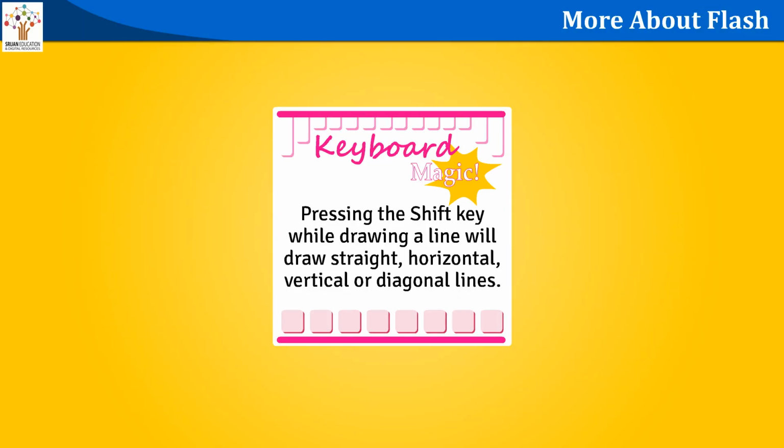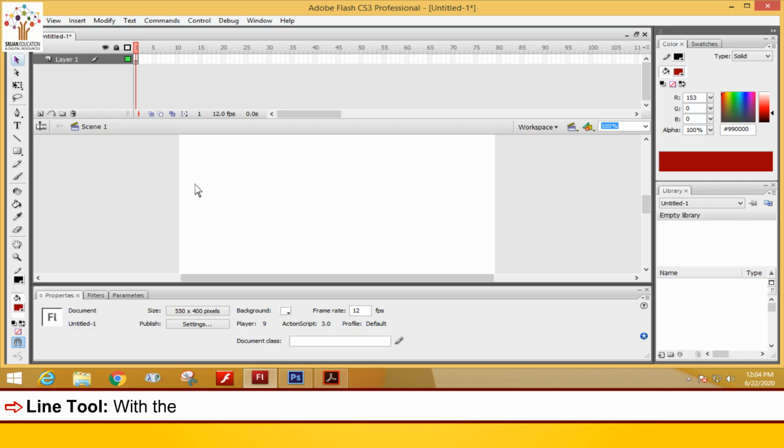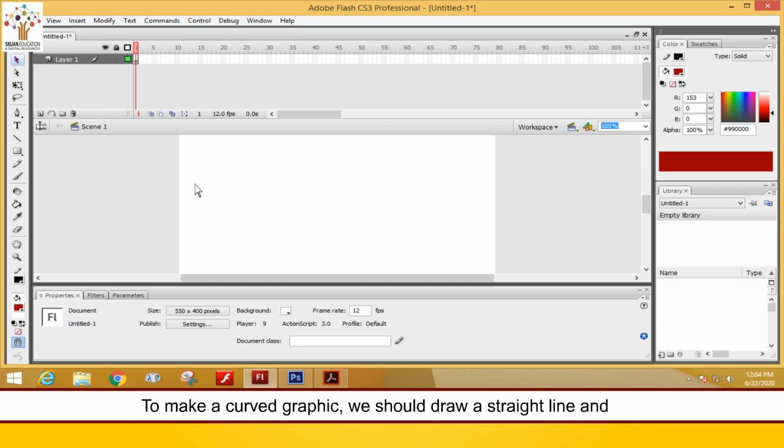Keyboard magic. Pressing the Shift key while drawing a line will draw straight, horizontal, vertical or diagonal lines. Line tool. With the help of the Line tool, we can make straight lines as well as curved paths. To make a curved graphic, we should draw a straight line and then make a curve with the help of the Subselection tool. Follow these steps.